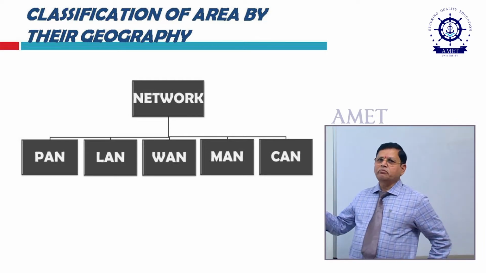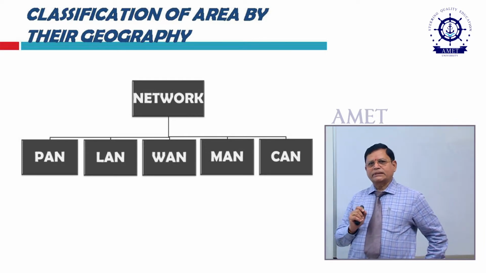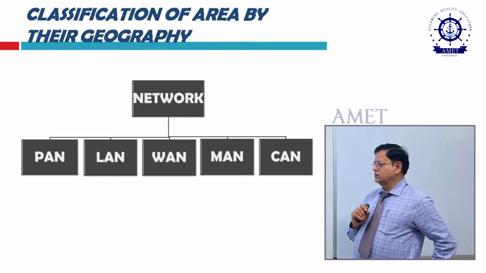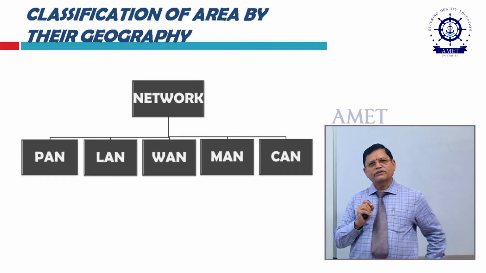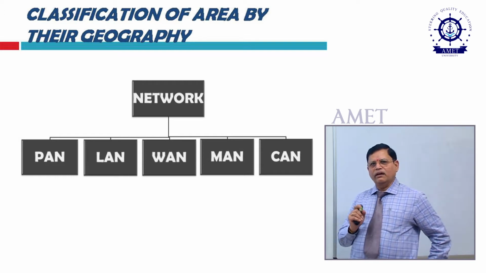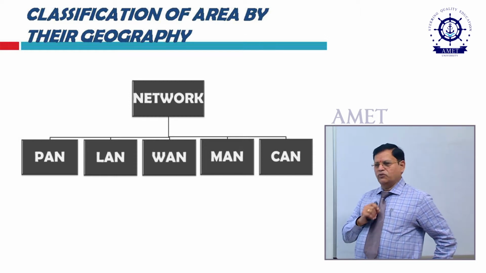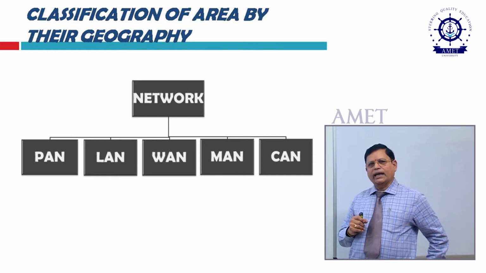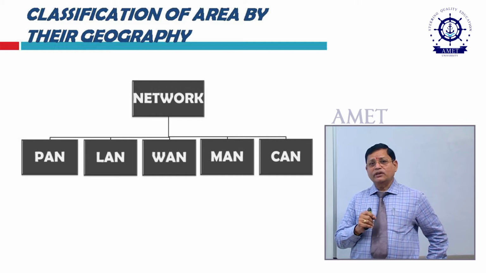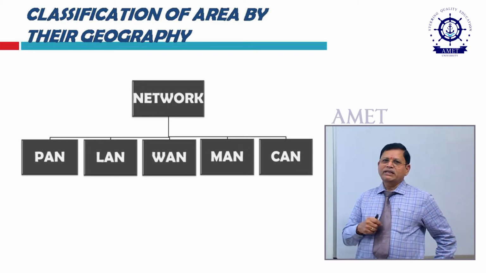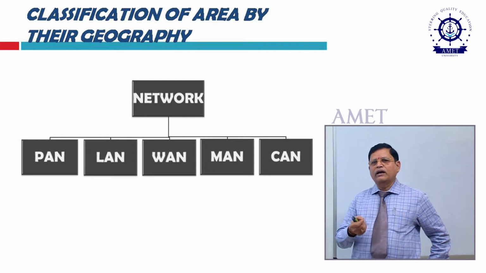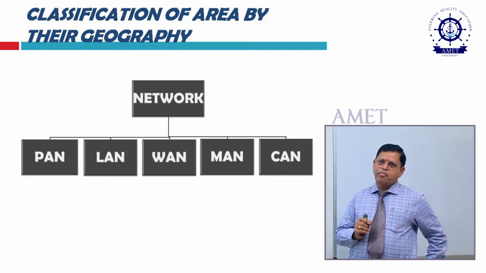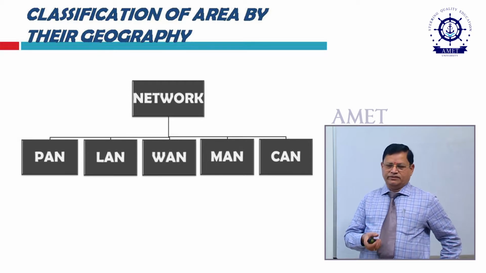Now, first take the PAN. PAN is personal area network. Then what is LAN? Local area network. What is WAN? Wide area network. What is MAN? Metropolitan area network. And what is finally CAN? CAN is campus area network. In the coming slides, we will see each and every one, how this is made up of and what are the advantages to the organization or to the business.